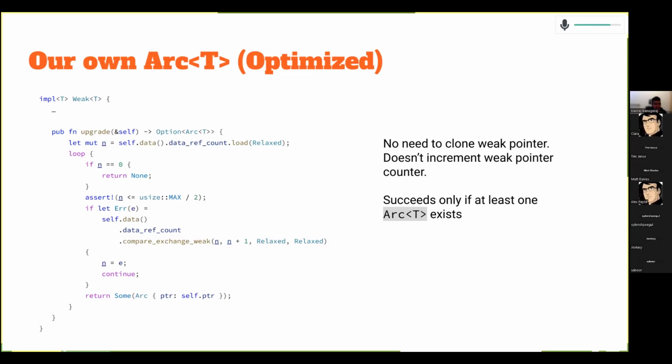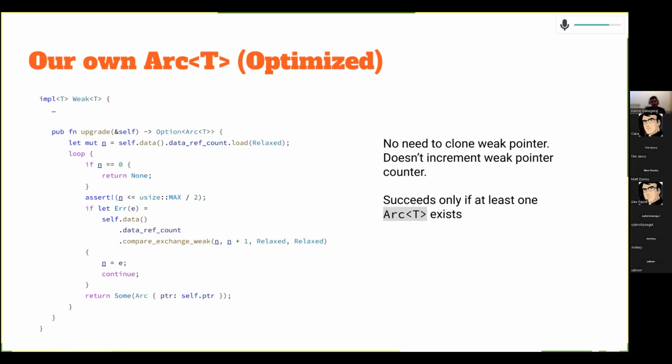So upgrade remains more or less the same. The only thing is that in the previous implementation, because the Arc is implemented in terms of Weak, we also clone the Weak, but we don't have to do this anymore, meaning we touch only one counter here. Everything else remains the same, like the overflow check and compare exchange to increment the counter.